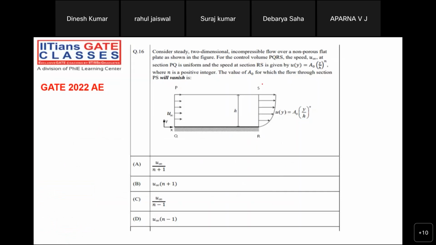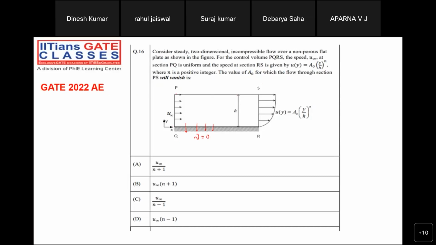what the question is telling: consider a steady two-dimensional incompressible flow over the non-porous plate. What is the meaning of non-porous? Non-porous means no flow can take place perpendicular to this plate. There is no hole, nothing is there. So the V component of the velocity will be 0. That means the flow is happening only in one direction.